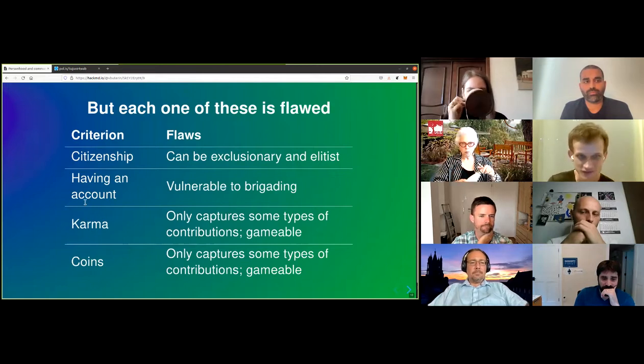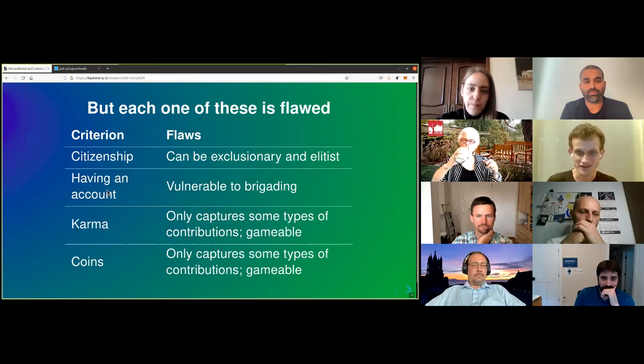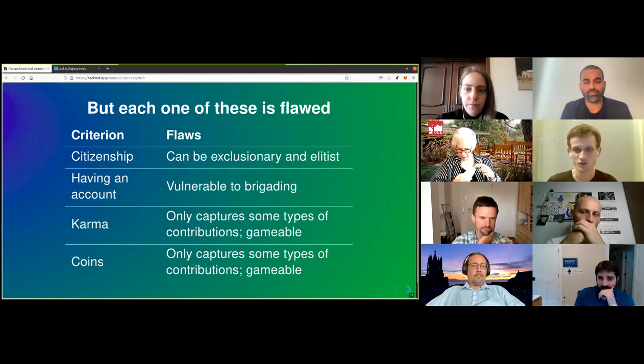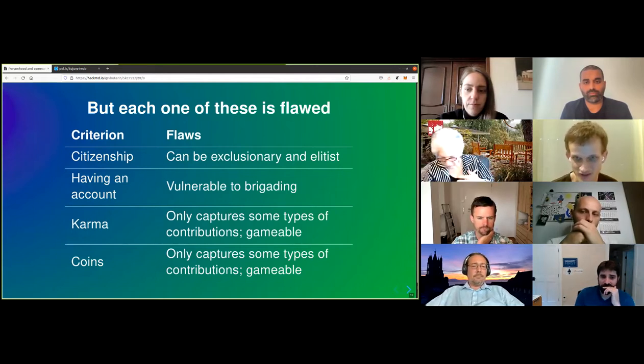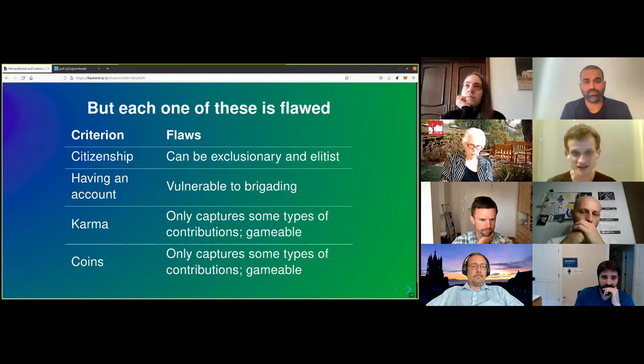Having an account is another concept of membership. It's vulnerable to brigading. So people from one community that wants to influence another community, they just quickly create accounts, or they use their existing accounts if they're Reddit accounts, and they just kind of pop over and say things. Karma on internet forums only captures some types of contributions. It's also gameable. You can buy accounts, you can pay for upvotes, you can do lots of things.